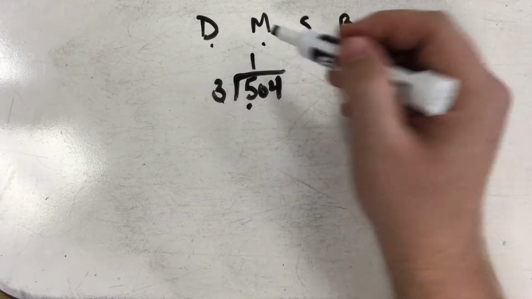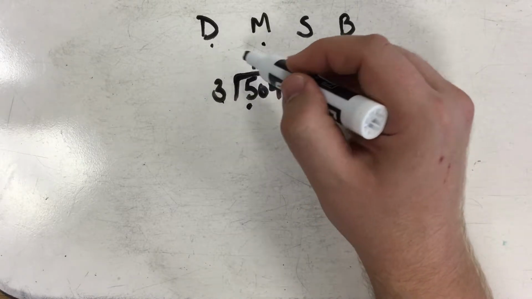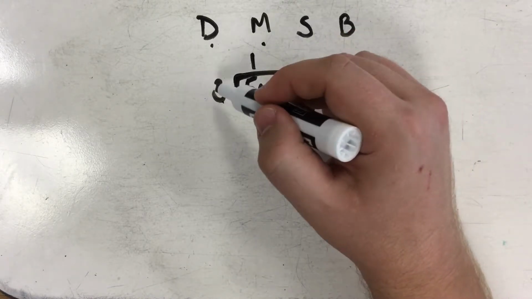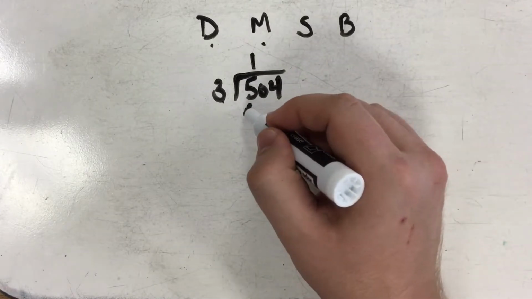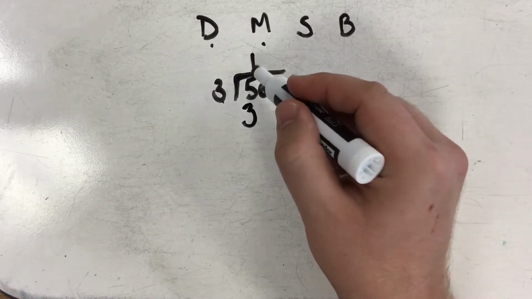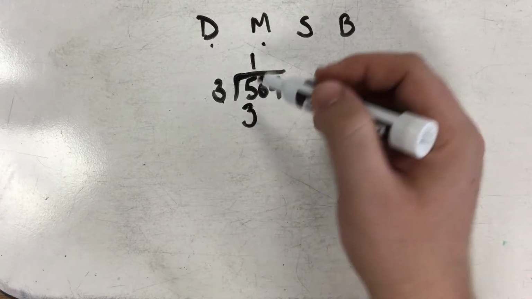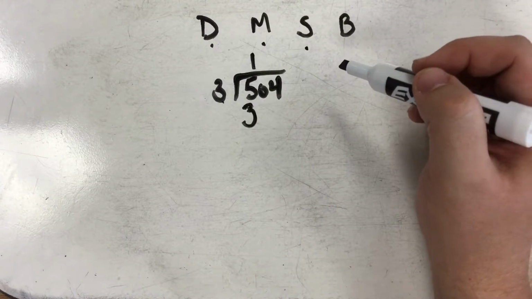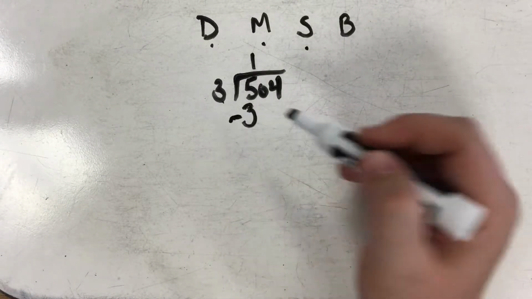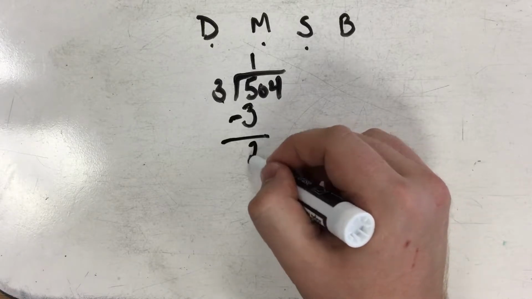My next step is to multiply. So I'm going to multiply these two numbers out here. 1 times 3. And 1 times 3 is 3. And that number is going to go directly below the 5 that I'm dividing by. My next step is to subtract. I'm going to subtract these two numbers, 5 and 3, and 5 minus 3 is 2.